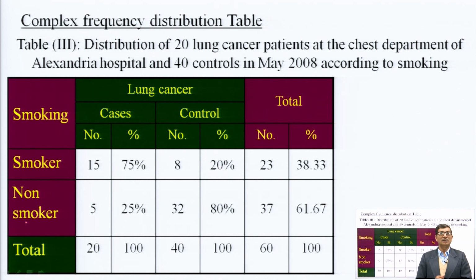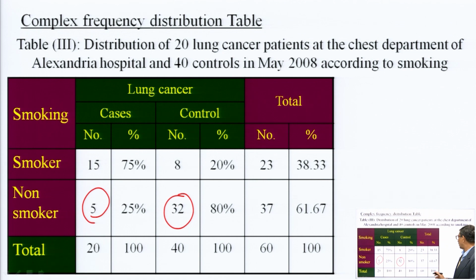control who are smokers, but they have no disease, that means they are controls, and these 5 are non-smokers, but they have lung cancer, or cases, and these 32 are not smokers and they have no disease. So, in total, among 100 patients we find it like this.